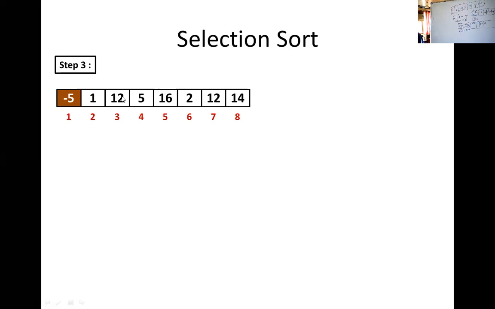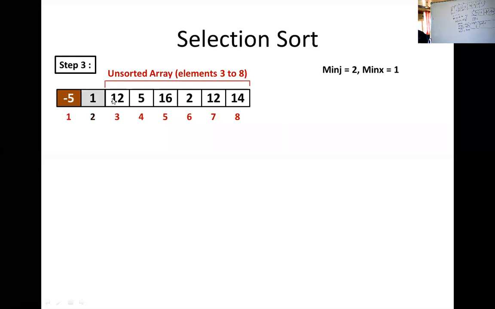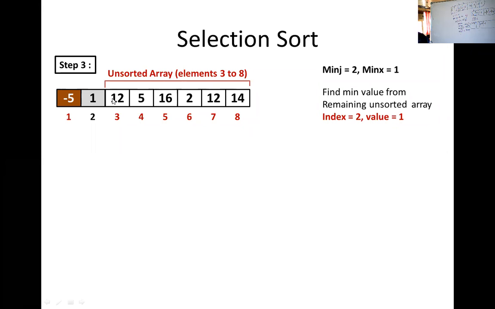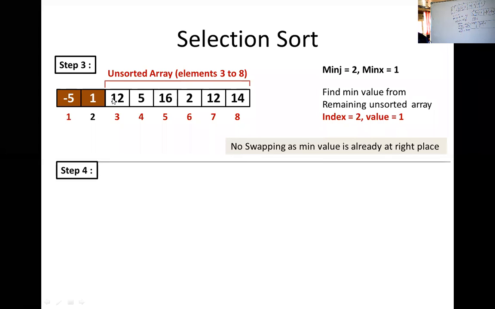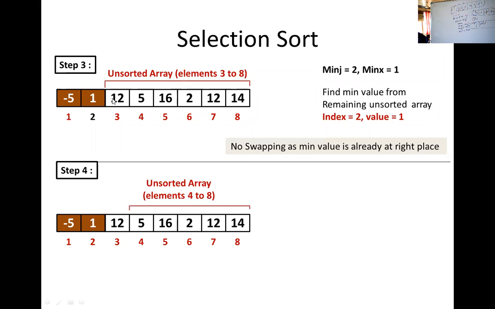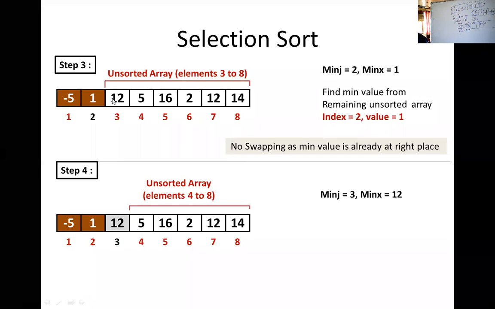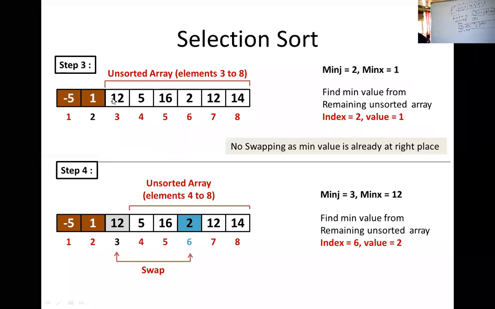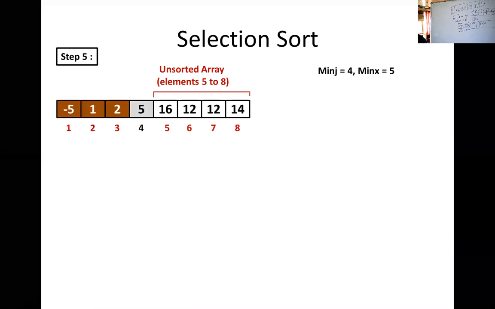Now again the minimum element is 1, so 1 is already in position. So the unsorted elements will be 12 to 14. Now min j is 2, min x is 1, fine. Find the minimum value from the remaining elements. Again 2 is there, so 2 will come to which position now? 12. So this will be 2 with 12. Again find the minimum value, which is 5, so it will remain unsorted at its position.